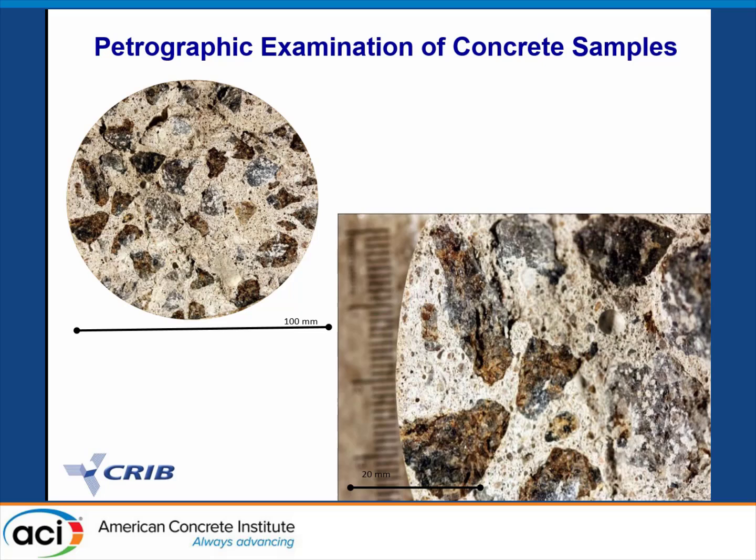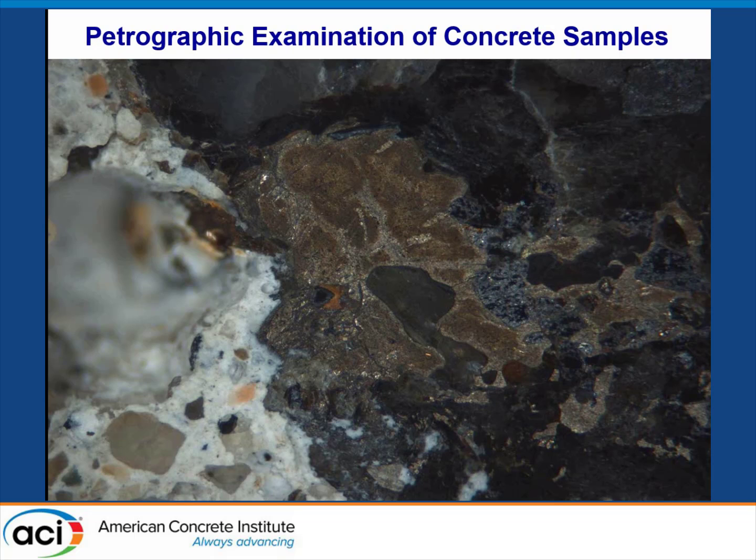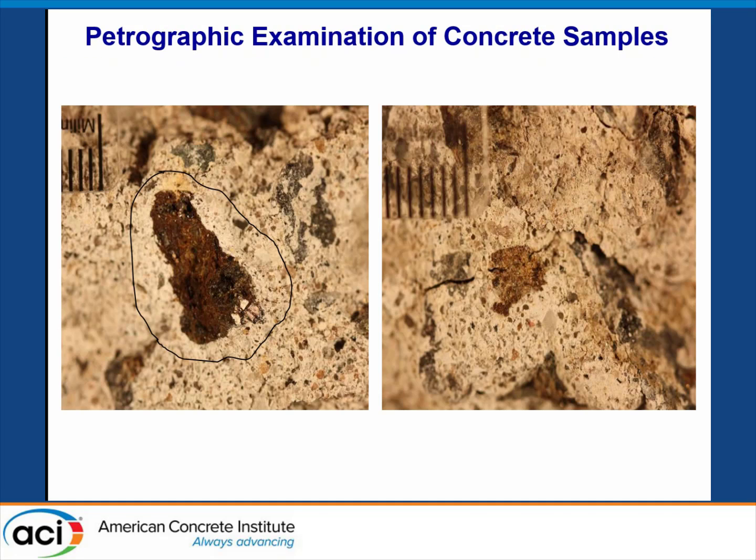I will show you a few examples of the petrographic examination of concrete samples. You can see on the concrete core that most of the aggregate particles are rusted. And you can see here the particle with the sulfide mineral. Sometimes the sulfide minerals are completely rusted, and we can see different reaction products. Most of the oxidized particles are surrounded with a rim of whitish material, and we have done a lot of experiments on this material to identify the secondary minerals.